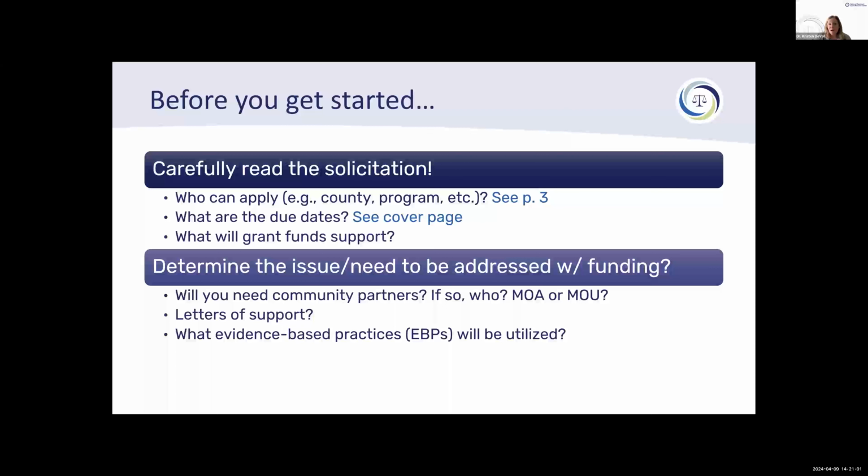Will you need any community partners? This is where those worksheets can be really helpful. Maybe you can't carry something out, so you need a community partner to facilitate it. Have a conversation with that community partner, and you might need a memorandum of understanding or a memorandum of agreement. Maybe you need a letter of support. So figure out what you need and start that process early.